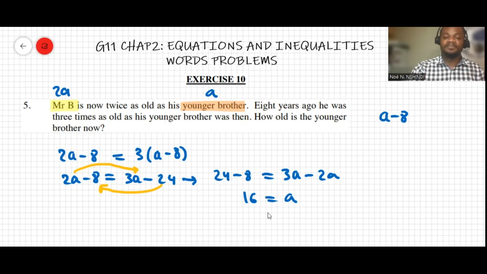We can check it out. 16 years old, meaning Mr. B will be 32 years old. Now, 8 years ago, 32 minus 8 is 24. And then 16 minus 8 also is 8. Of course, 24 is 8 times 3. Okay, thank you.